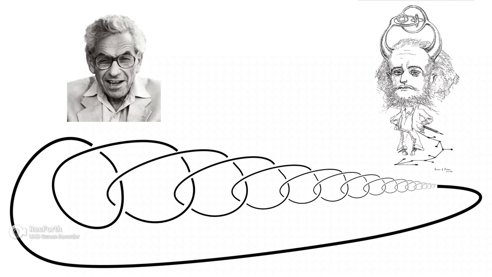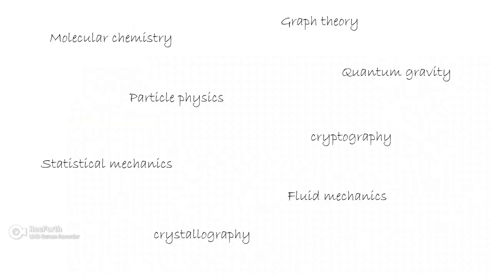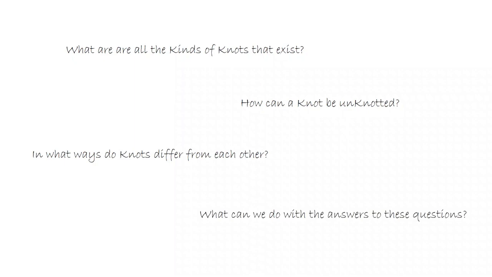Only during recent years was it realized that this theory actually has applications in many fields, such as chemistry, physics, computer science, and of course, mathematics. The focus of this video is on the mathematical theory of knots, a field of research dealing with questions such as: what are all the kinds of knots that exist? How can a knot be unknotted? In what ways do knots differ from each other? And of course, what can we do with the answers to these questions? So without further ado, let us begin constructing the theory of knots.